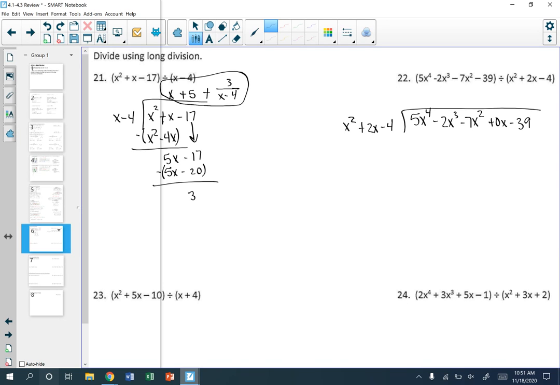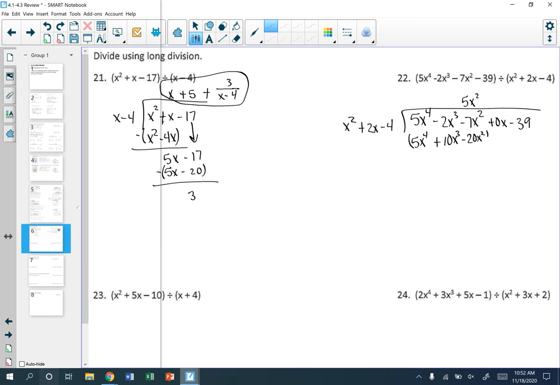So how do I get to x squared? How do I get to 5x to the 4th from x squared? I need to multiply by x squared, but I also need a 5. So 5x squared will give me 5x to the 4th. Now 5x squared times 2x gives me 10x cubed, and 5x squared times negative 4 gives me negative 20x squared.